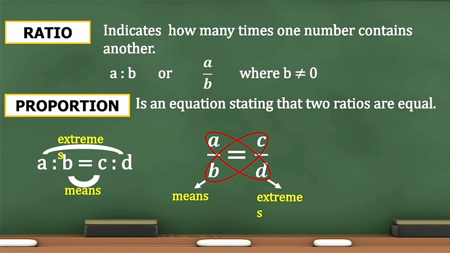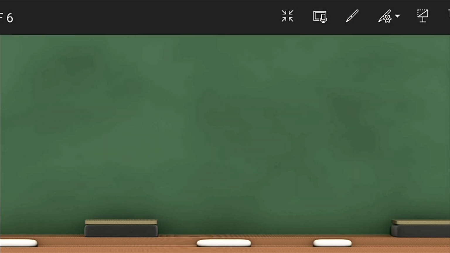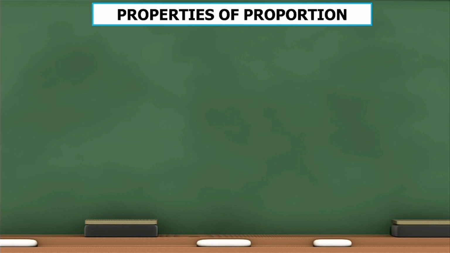Isa pa sa dapat nyong tandaan na ang product ng means ay equal sa product ng extremes. So AD is equal to BC, or the product of A and D is equal to the product of B and C. And after getting familiar with the definition and parts of a proportion, we can now talk about the properties of proportions. So magbibigay lang ako ng two useful properties na magagamit natin to solve problems involving proportions.